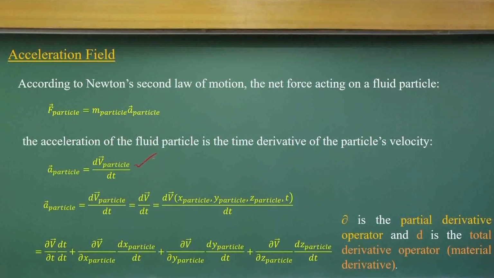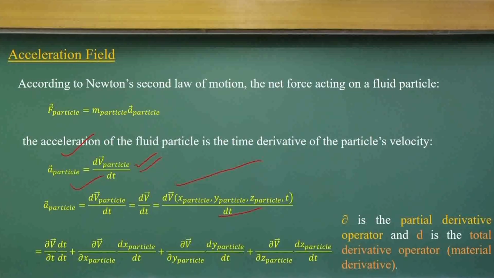If I want to find the acceleration of the fluid particles, it is nothing else but the time derivative of the velocity of the particles. As you know from classes 10, 11 and 12, I am just taking the time derivative of the particle velocity with respect to time, and that represents the acceleration at the particle level. Now, if you look at this, the velocity varies with position and time.